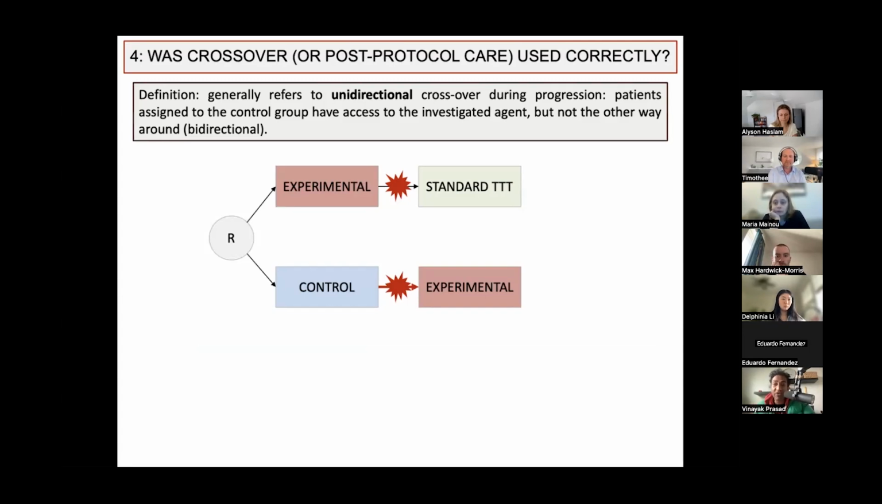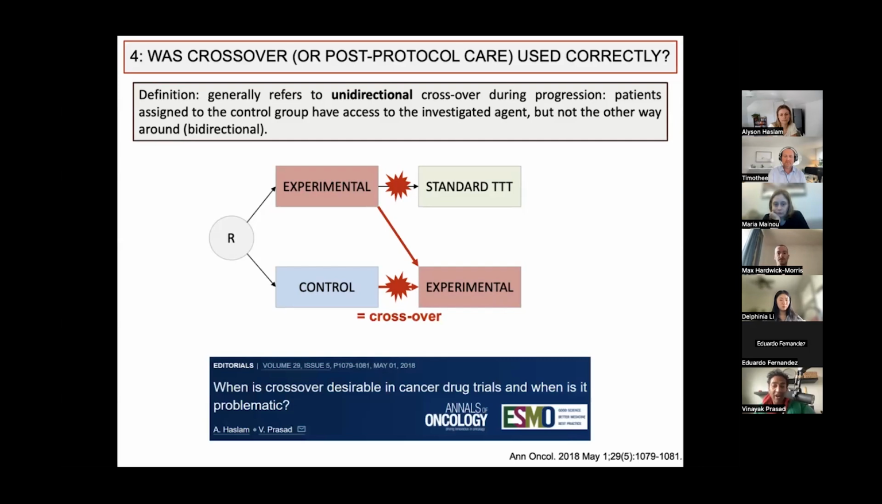Was crossover done correctly? So I think crossover in oncology refers to unidirectional crossover, where if you were initially assigned the control arm regimen, you're allowed access to the experimental arm regimen, where if you were initially randomized to the experimental arm regimen, you were given standard of care therapy thereafter. And the reason people misunderstand crossover is that sometimes they have it and sometimes they don't have it, but what they forget is sometimes you want it, sometimes you don't want it, sometimes you get it, sometimes you don't get it, and there's actually 4 situations that may arise. So we frame this in our paper, when is crossover desirable and when is it problematic?